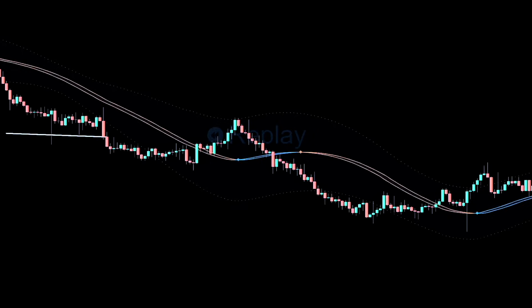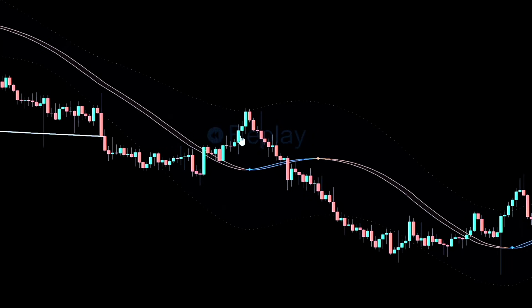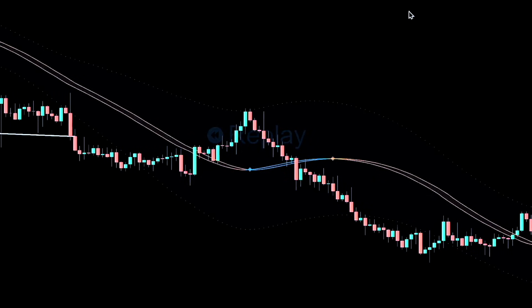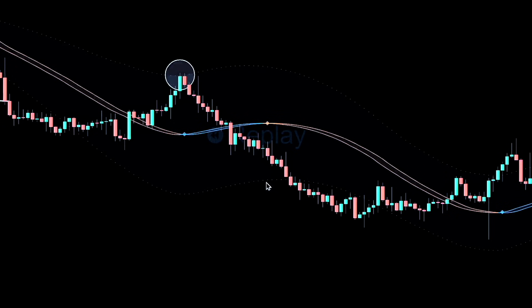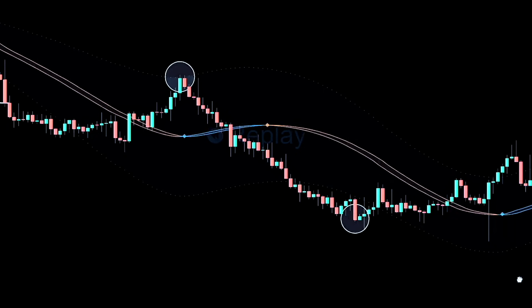For example, in an uptrend, if the price reaches the upper band and shows signs of stalling or forms a bearish candle, it might indicate a temporary overbought state, a good spot to take profits. Conversely, in a downtrend, a price bounce off the lower band could suggest a short-term oversold condition.